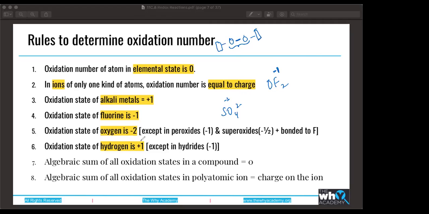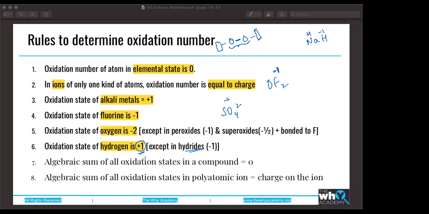Oxidation state of hydrogen is always +1, except in metal hydrides. When you have metal hydrides, like let's say sodium hydride, alkali metals always take +1. So that by default gives -1 to hydrogen. Otherwise, in all the other compounds, take water, ammonia, organic compounds, the oxidation state of hydrogen you always take as +1.